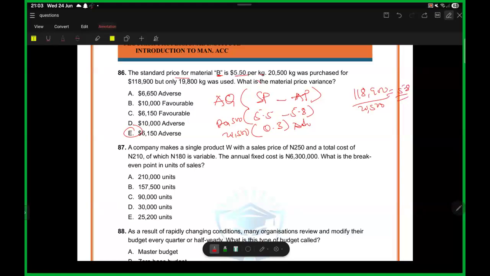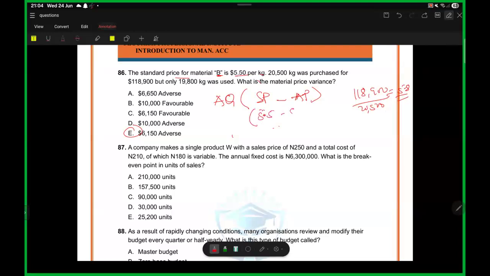Okay. So they say calculate the material price variance. The formula, we are okay with it. From the question, we're given our standard price. The standard price was 5.5. To determine the actual price per unit, remember they said that 20,500 kg was purchased for $118,900. So the actual price is 118,900 divided by the 20,500 we bought. We have 5.8.